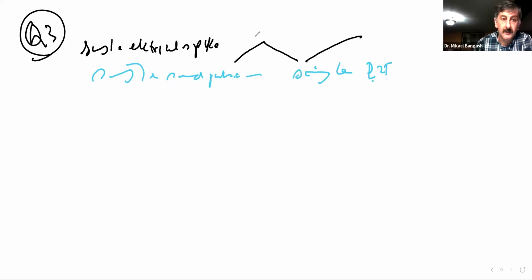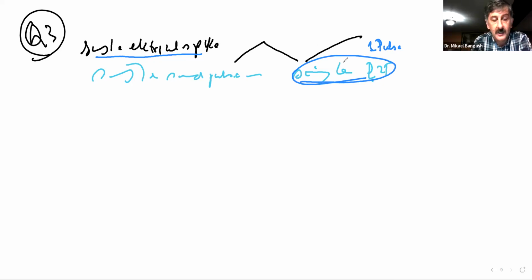Did that make sense? Now, a single electrical spike could be one pulse. One spike makes one pulse. But that single pulse is also due to a single PZT. Did that make sense? So pulsed wave, and a single pulse because of a single PZT.